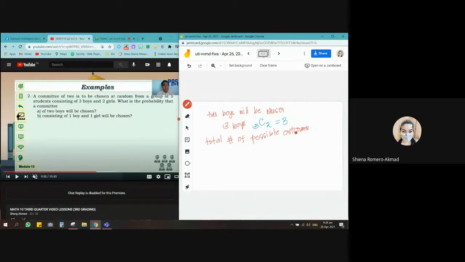Ano ibig sabihin nun? Ibig sabihin, you have to consider that there are 3 boys and 2 girls. And out of them, we will choose only 2 people. And kung i-represent natin siya in combination notation, that's combination of 3 plus 2, 5, taken 2, which is equal to 10 po. Ayan. So this is 3 over 10.